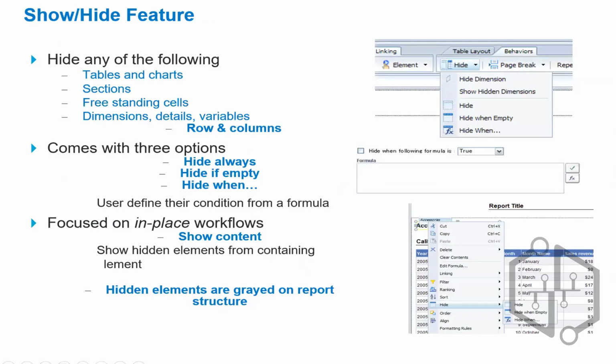The show or hide feature is also there. If we want to hide some objects based on certain criteria, we can hide them. These are the options: hide when empty. If it is empty, we can hide. Or hide when, meaning we can write some formula. If it matches that formula, we can hide.